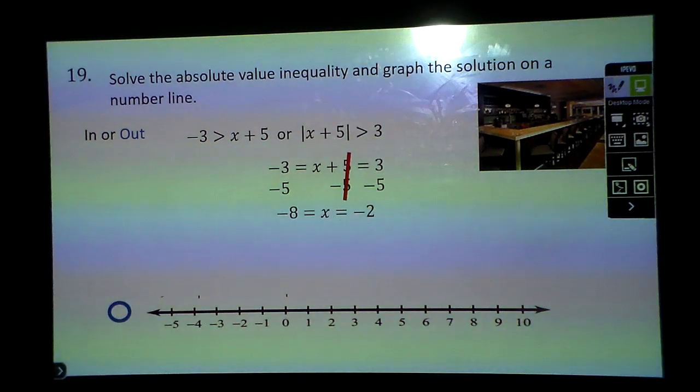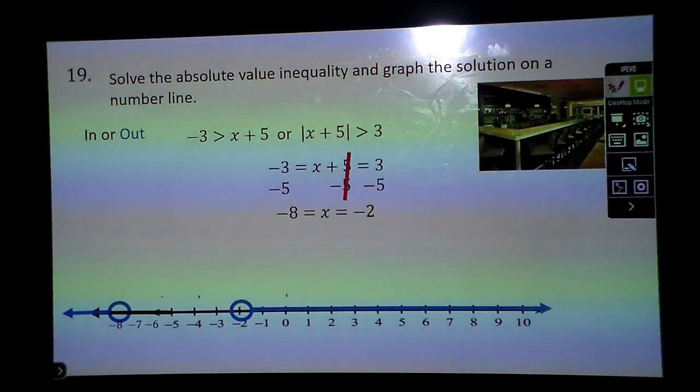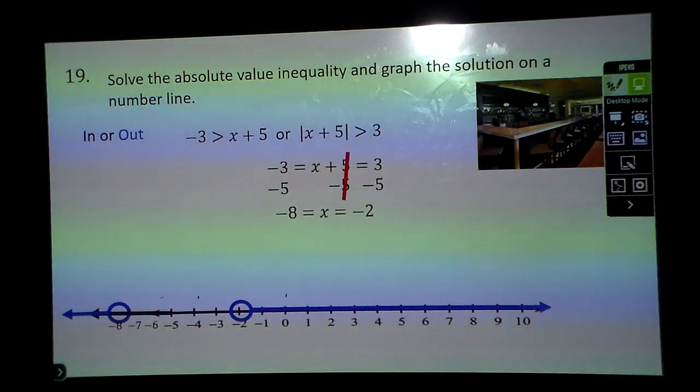And once again, these are going to be open circles. I had to extend my line out a little bit there. But we know the graph is going outward because we're looking for values larger than 3. And those values that are shaded there are numbers that are larger than 3. All right.